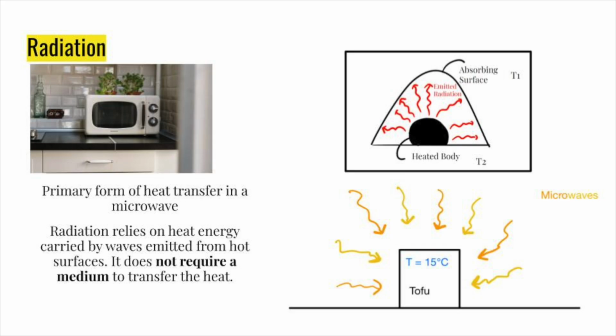Finally, there's radiation. A microwave is a great example of radiative heat transfer. Radiative heat transfer is due to the absorption of electromagnetic radiation, meaning light. Unlike conduction and convection, radiation does not require any medium.